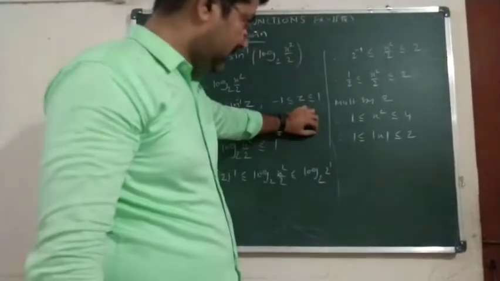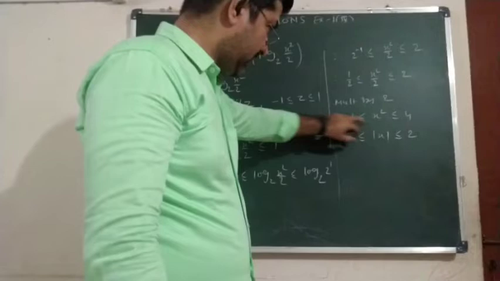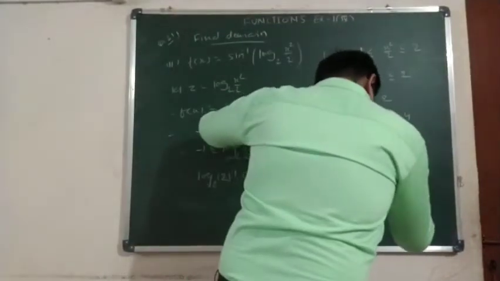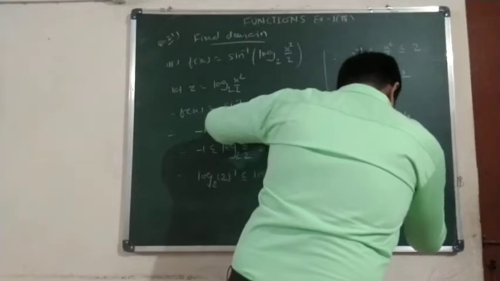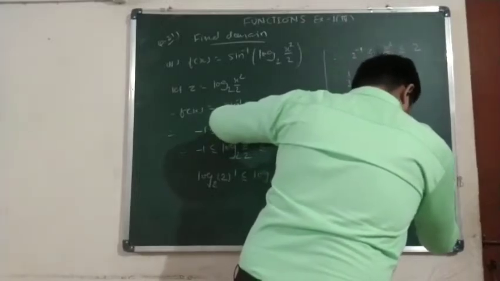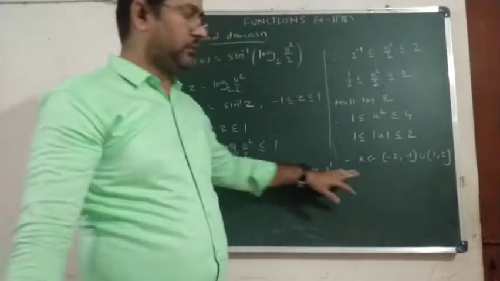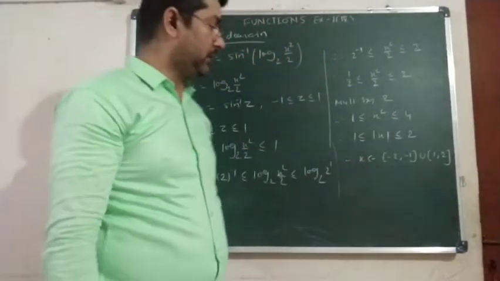Clear? If you take the square root, then square root of x square is modulus of x, and therefore the domain is -2 to -1 union 1 to 2. This is the required domain. Please note down.